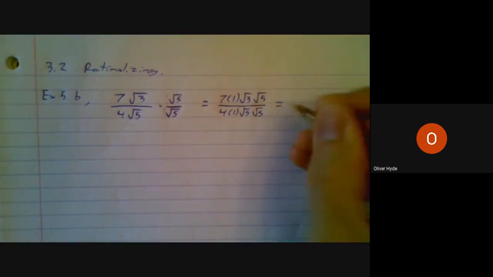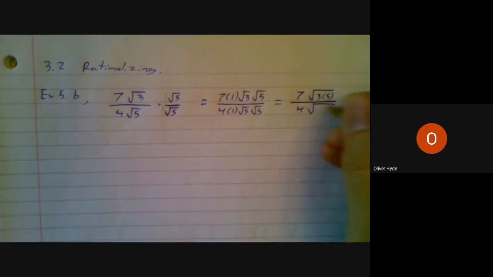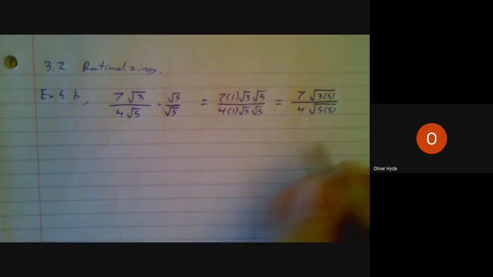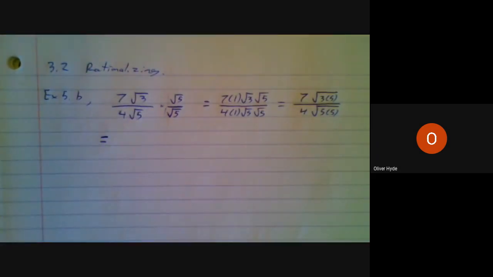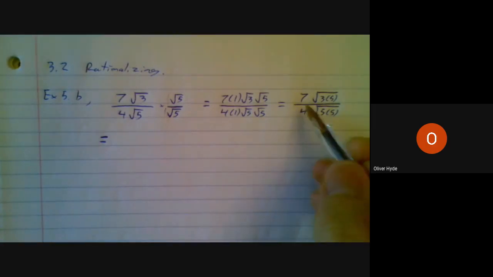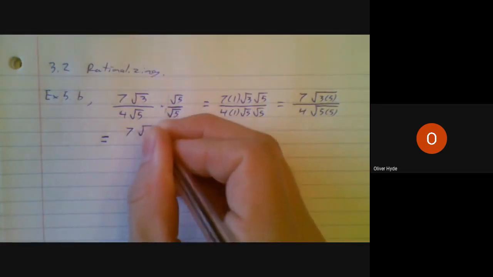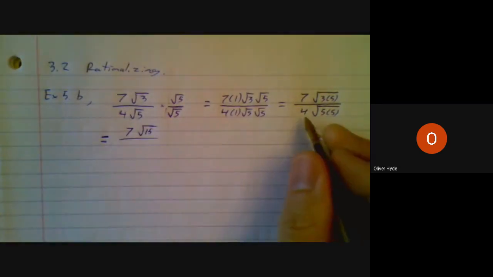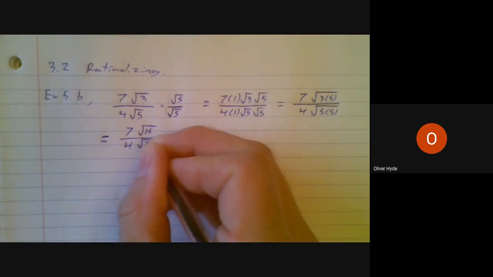Okay. 7 times 1, that's just 7. And root 3 times root 5, that's the square root of 3 times 5. That's a property we learned back in quadratics. 4 times 1, that's just 4. Root 5 times root 5, that's just the root of 5 times 5. Again, I'm taking this very slow so that I don't develop any bad habits about going too quickly. You'll want to develop some speed here in a bit, but let's see. I've got a 7 in the numerator. Root 3 times 5, that's a root 15. And in my denominator, I've got a 4 times a root 5 times 5. 5 times 5 is 25.